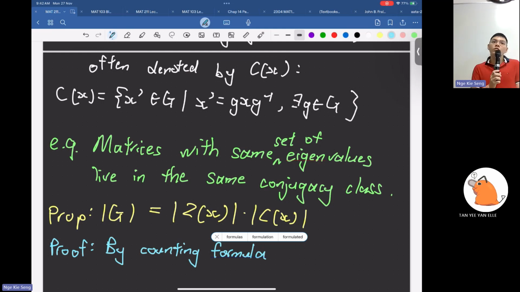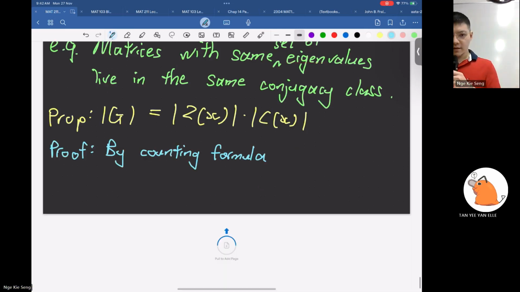Okay, but what's the coset of the stabilizer? By the orbit stabilizer theorem, it tells you that the coset of the stabilizer is the orbit. Okay, it's the orbit. So that's why we have this counting formula here. Okay, next.